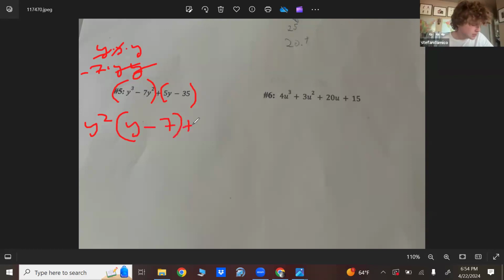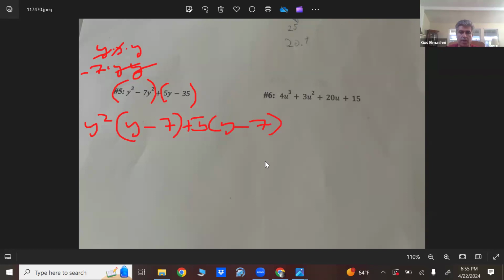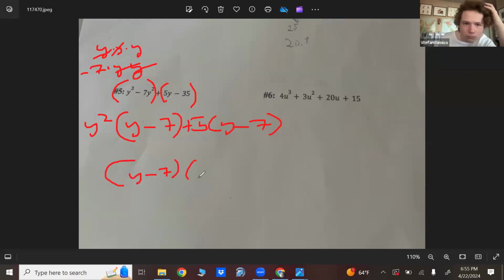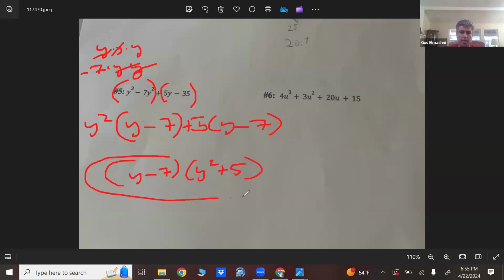Okay, next one's kind of easy. What can you factor out from the second group? 5. Right. And it's still y -7. So it's not a coincidence you have y -7 twice, as you should. You pull that out, and you get y squared plus 5, and that's your answer there.